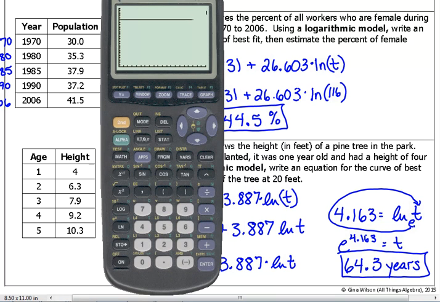Okay, so let's graph it. So there's my 20 feet. Here comes my logarithmic model. Okay, it hasn't quite reached it yet. We're looking for the intersection, so that means I need to increase my window. I'm a good bit away from it, so I'm going to jump up to 75 and then press graph again. Okay, now I can see where they cross right here. So second trace, intersect is number 5, enter, enter, enter. 64.3.